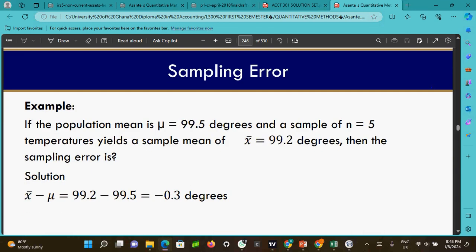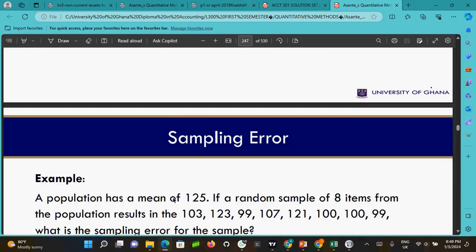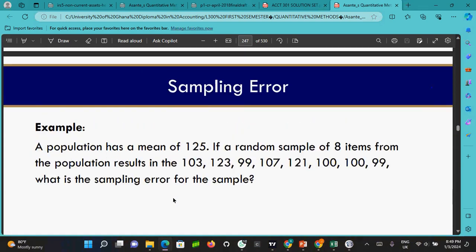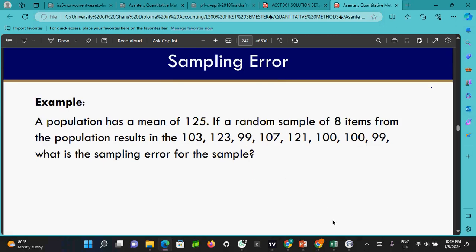As they are saying here, they've also given us a population mean of 99.5 and a sample of 5, which is yielding 99.2. So when we subtract the population mean from the sample mean, we get negative 0.3 here. So that will be our sampling error. If the population has a mean of 125 and a random sample of 8, you can add all of them here.